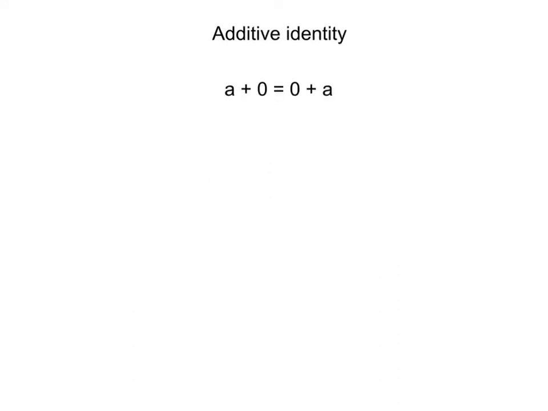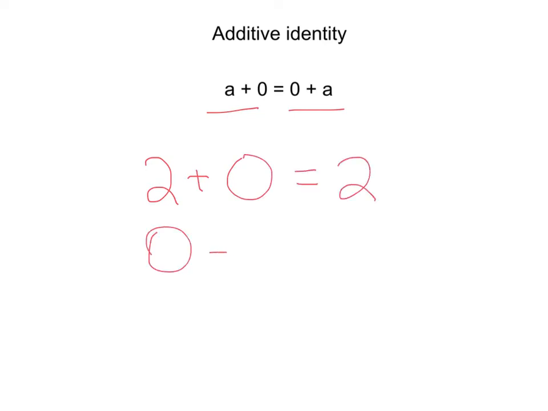We're first going to talk about the additive identity. And remember that the definition for additive identity was for any number A, the sum of A and 0 is A. So A plus 0 equals 0 plus A. So if we take a look at an example, 2 plus 0 equals 2, or 0 plus 2 equals 2. So if we were using the 2 as the replacement for the variable, we can see that 2 plus 0 equals the 2, and the 0 plus 2 equals the 2 again.